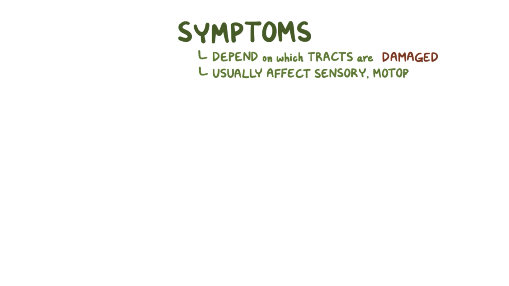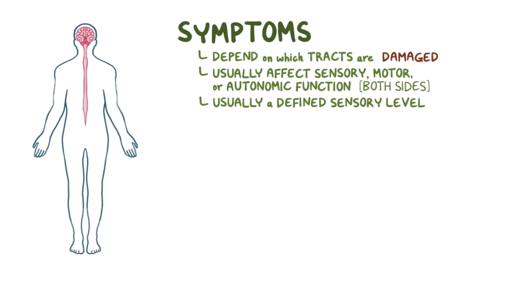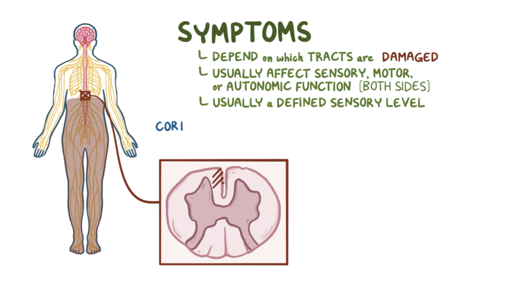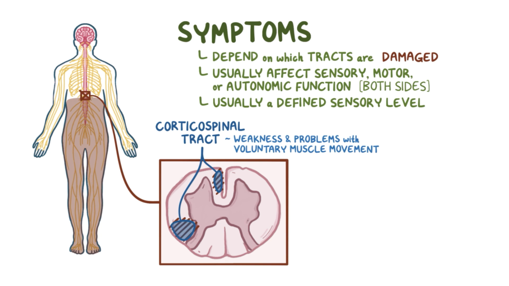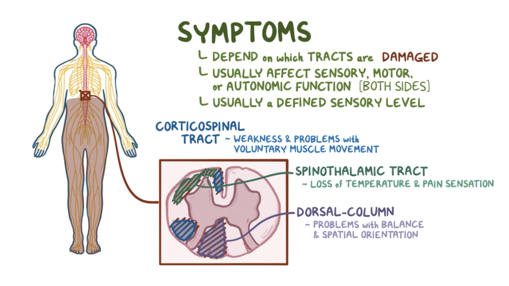Symptoms of transverse myelitis depend on which tracts are damaged, and usually affect sensory, motor, or autonomic function on both sides of the body. There's usually a well-defined sensory level, meaning that the symptoms only affect the body below a certain level of the spinal cord. Damage to the corticospinal tract causes weakness and problems with voluntary muscle movement below the level of the spinal cord segment. Damage to the spinothalamic tract causes a loss of temperature and pain sensation. And damage to the dorsal column pathways causes problems with balance and spatial orientation.